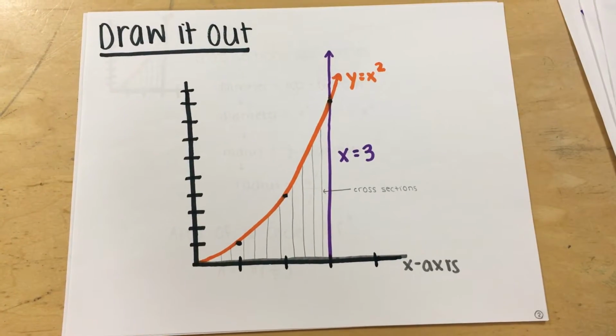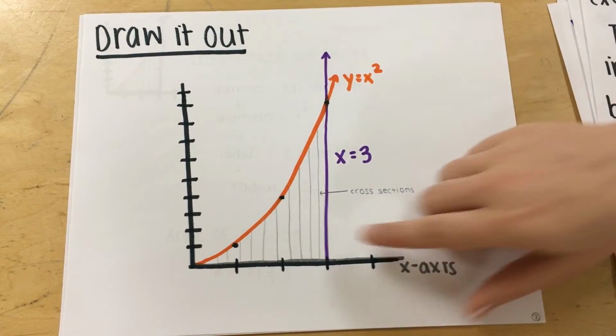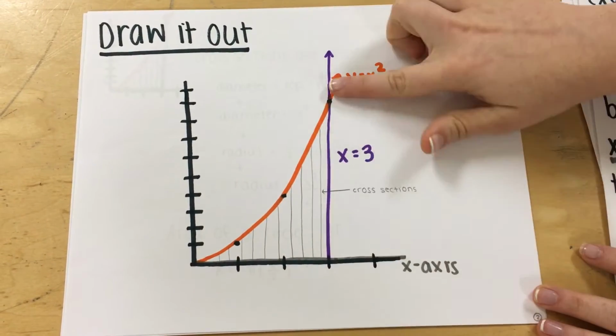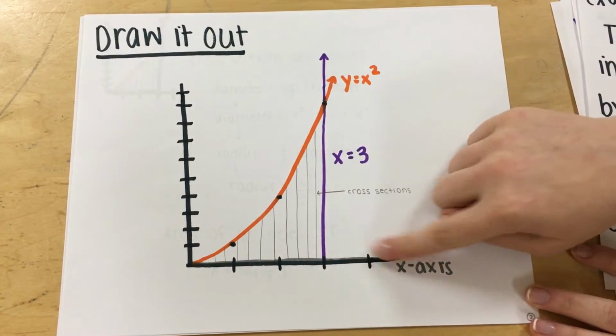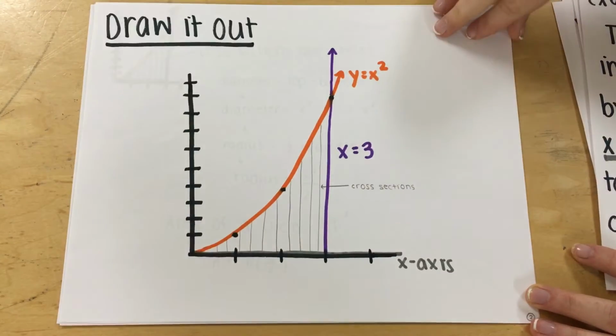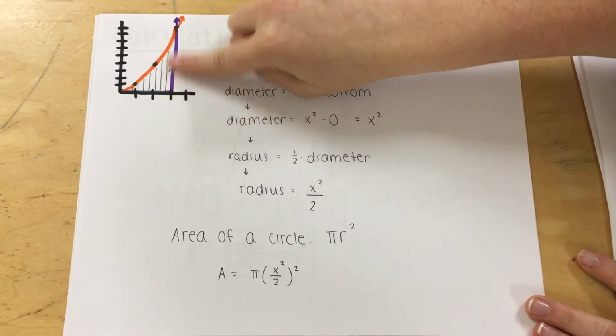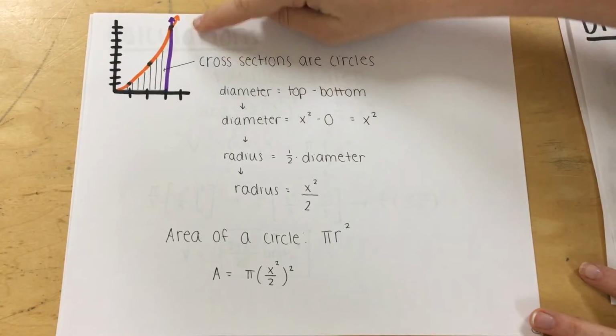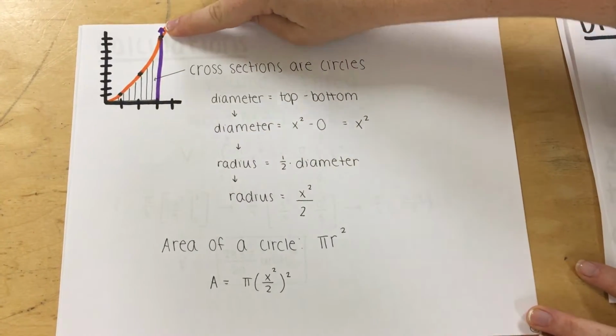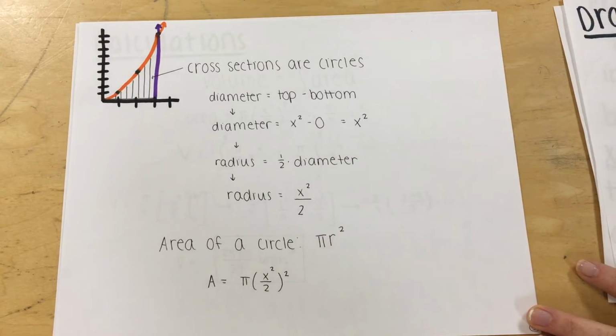So the first thing we're going to do is draw it out. So we drew it out here. We have y equals x squared, x equals 3, and the x-axis. And we have our cross-sections here that are perpendicular to the x-axis. So our cross-sections are circles, so we know that these are the diameter. So you're going to find that by doing the top, which is y equals x squared, minus the bottom, which is y equals 0. So you're just going to get x squared.